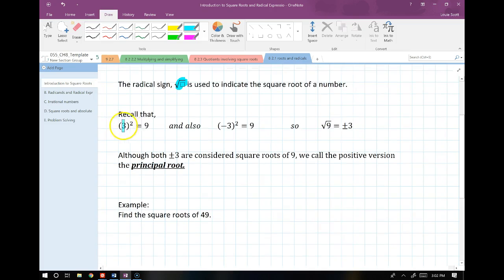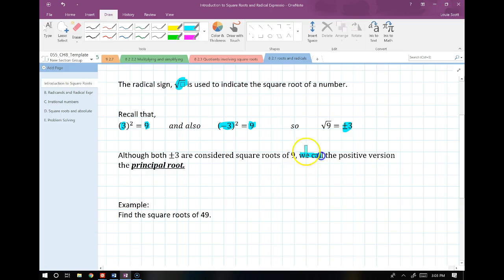So let's just recall something about when we square 3. When we square 3, we end up getting 9, right? So the square root of 9 is 3. But also, when we square negative 3, we get 9. So negative 3 is also a square root of 9. So when we talk about giving us the roots of 9, we want the positive and negative version.